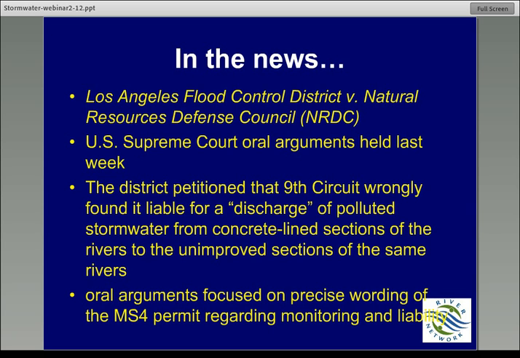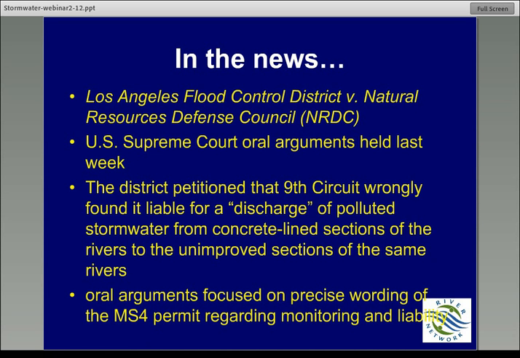In the case of the Los Angeles Flood Control District versus Natural Resources Defense Council, the oral arguments were focused on what the wording for monitoring in the MS4 permit was, and whether or not one part of the system could be liable for discharge of stormwater from other entities that were all co-permittees. So that has not been decided, but it was very interesting. You can look up more information about that.